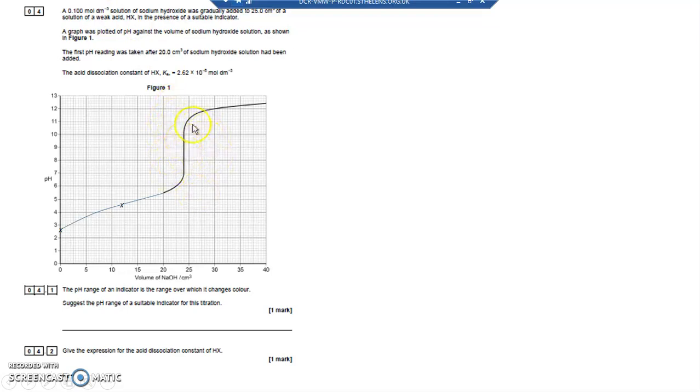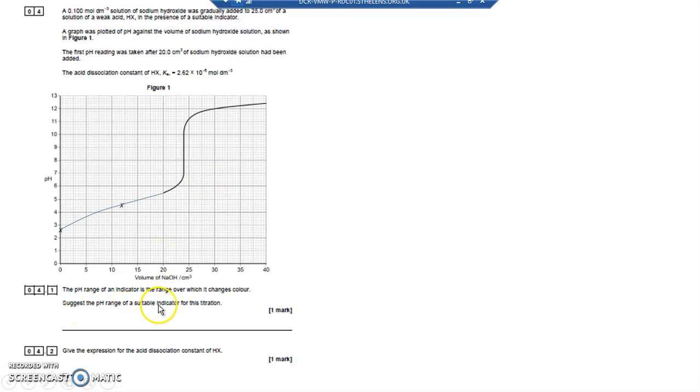But I have got a graph, so maybe I'm going to use the graph to work out the volume of sodium hydroxide that's added. Rather than having a titration volume, I've got this, because I'm gradually adding it, so I'm not doing a titration as such. The graph was plotted, first reading after 20 cm³ of sodium hydroxide has been added. I've added another line here, the later part of the question, which we'll have a look at in a minute. I've got the acid dissociation constant, the equilibrium constant for the acid.